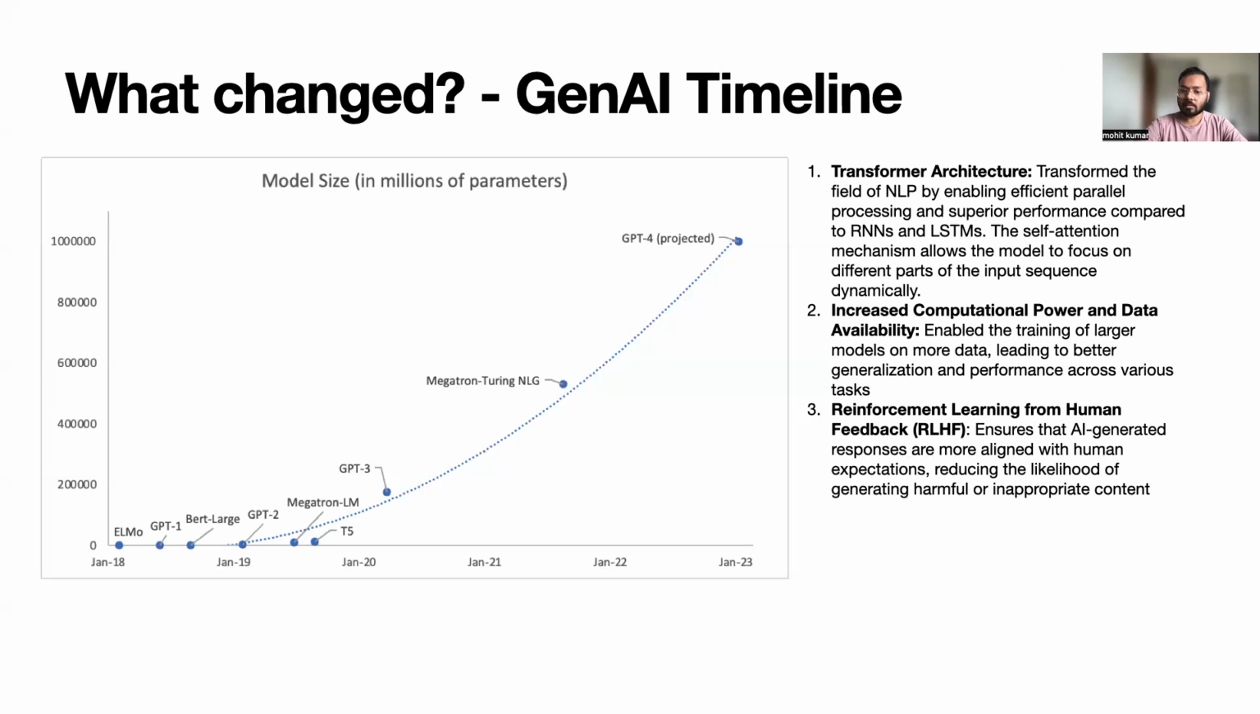And again, there was this interesting technique of training these models called reinforcement learning from human feedback, which was introduced by the ChatGPT model, introduced by OpenAI. So we'll talk about the transformer architecture and reinforcement learning from human feedback in the next section.